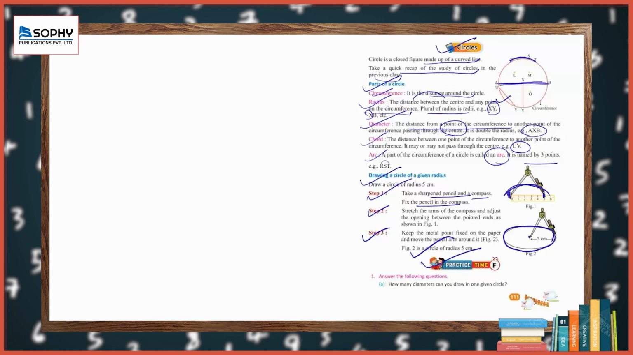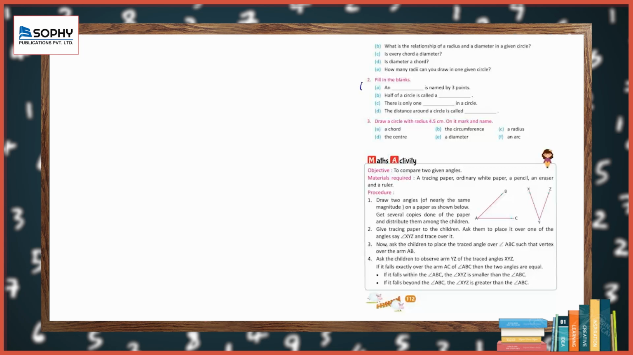Now let's look at practice time math, students. In the first one, we have to answer the following questions. How many diameters can you draw in one given circle, students? Very good, that is infinite. Next is fill in the blanks. Very good, students. An arc is named by 3 points.